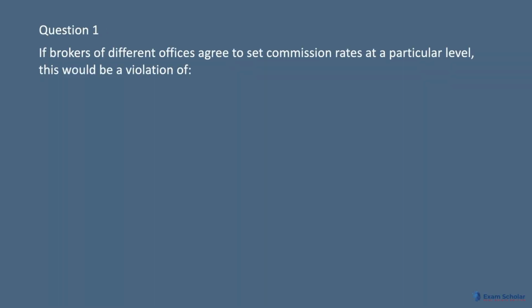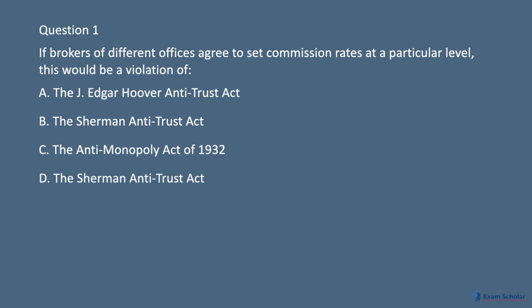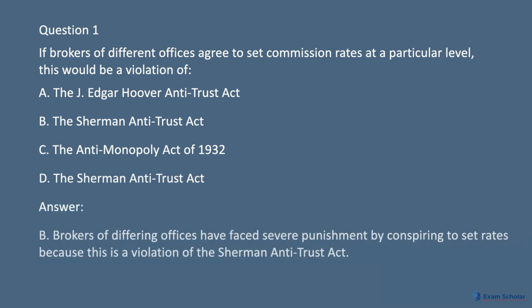Question 1. If brokers of different offices agree to set commission rates at a particular level, this would be a violation of A. The J. Edgar Hoover Antitrust Act. B. The Sherman Antitrust Act. C. The Anti-Monopoly Act of 1932. D. The Sherman Antitrust Act. Answer B. Brokers of differing offices have faced severe punishment by conspiring to set rates because this is a violation of the Sherman Antitrust Act.